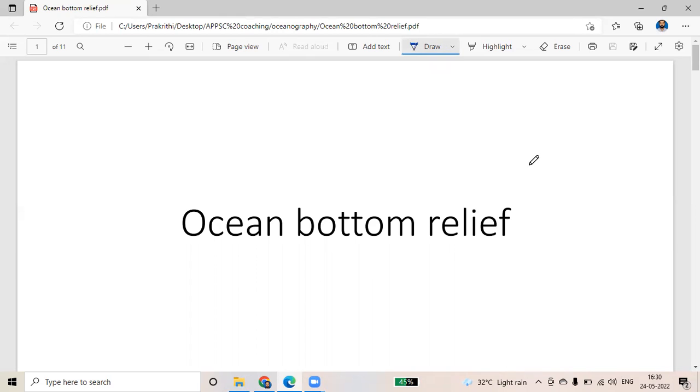Okay, today onwards, we can start our third unit that is regarding oceanography. It consists of ocean's bottom के बारे में, इसके अंदर है उसके relief features के बारे में, और इसका जो dynamics है like currents, waves, ये सब के बारे में है इस बार हमारे Unit 3 में. So let's start with the first topic, that is ocean bottom relief.